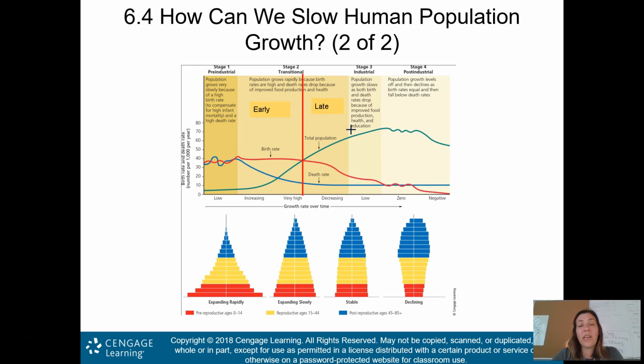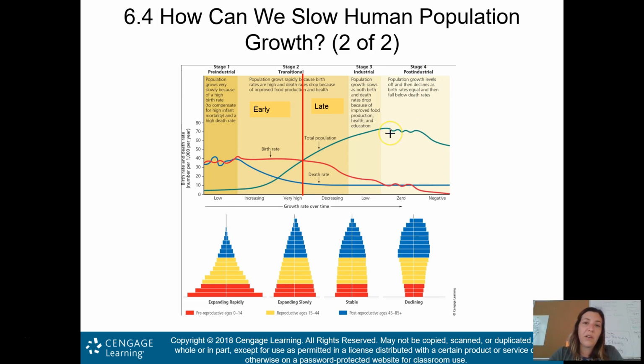Just more education on family planning, but then of course, what's really important is education of women, right? And allowing them to perhaps enter the workforce more and delay having children, delay marriage, and subsequently delay having children. Okay, so now this we're calling stage 5, the post-industrial.